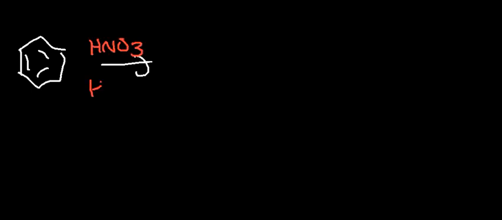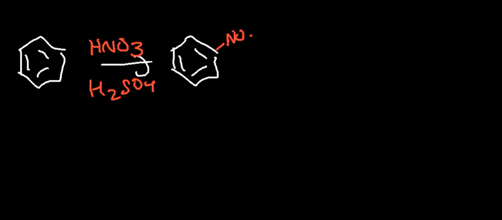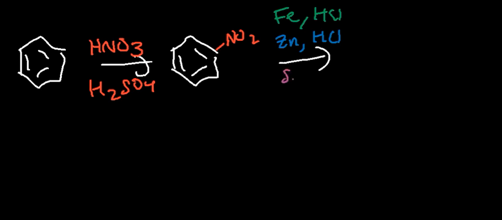Now let's talk about some other reactions that you need to know. So let's use nitration, and let's make nitrobenzene. Now from nitrobenzene, you can make aniline by using any one of the following reactions. You can use an active metal with an acid, such as iron metal and hydrochloric acid. You can use zinc metal with hydrochloric acid, or you can use tin metal with hydrochloric acid. You can also use hydrogen gas with a platinum or palladium catalyst.